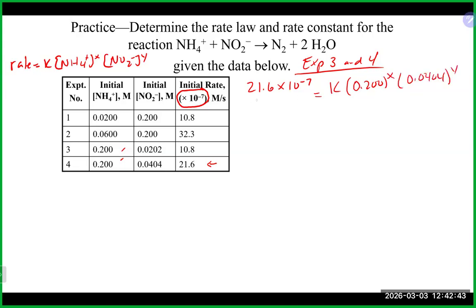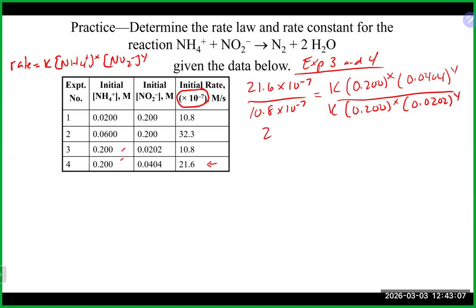K is going to be times our concentration of 0.2 to the X and 0.0404 to the Y. We're going to do number 3 up there on top, also 10.8 times 10 to the minus 7. K 0.2 to the X and 0.0202 to the Y. Any questions on that one there?